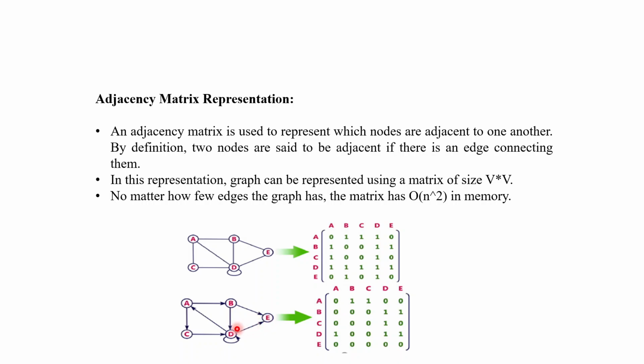So always for a directed graph in adjacency matrix representation, we will take only the outward edges. We will not consider the inward. This is called an adjacency matrix representation. It requires an order of n square in memory, because since we have 5 vertices, a 5 cross 5 matrix is required.